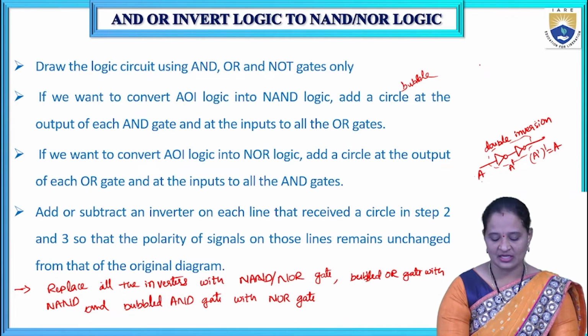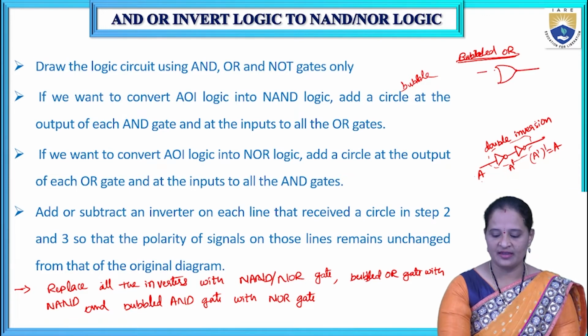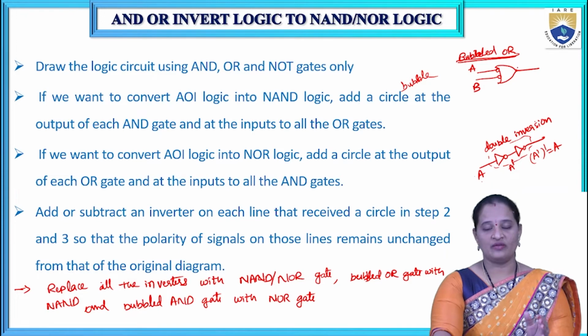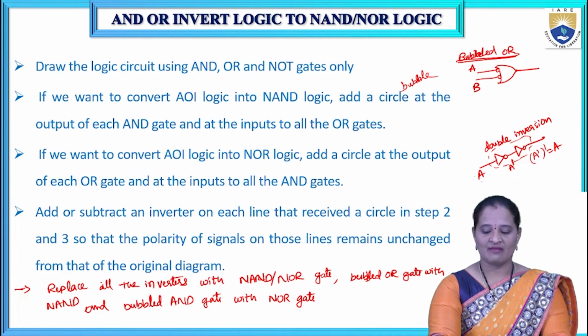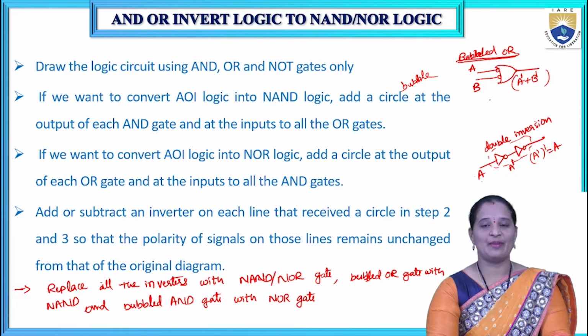So for example, let us consider bubbled OR. What does it mean? It is an OR gate which has received bubbles at the input side. So for example, my inputs are A, B. Then what is the output of this one? Always remember, whenever you are drawing the circuit, the bubble indicates inversion. So before applying it to the OR gate, A is getting inverted because we have a bubble here, and B is also getting inverted. So we are giving A bar as input to the OR gate and B bar as input to the OR gate. So that is A bar plus B bar.